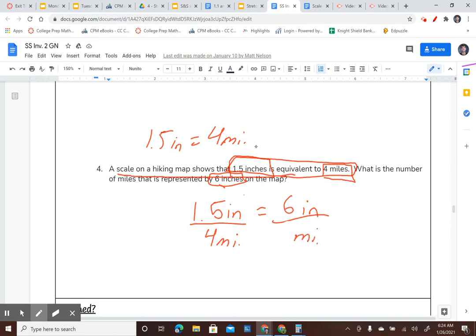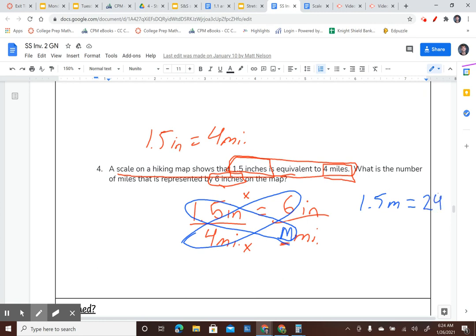Okay, so what do I have to multiply 1.5 by to get to 6? And I have to multiply 4 to get to a new number here. Now here's a little trick. You can give a variable here. We'll say variable m for miles. And I can multiply across and multiply across. And so now I have 1.5 m. Remember, m is a missing number here in miles, equals 24.